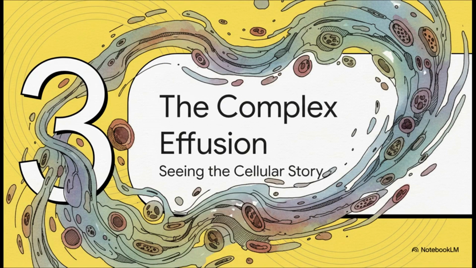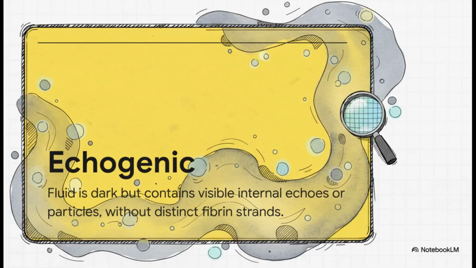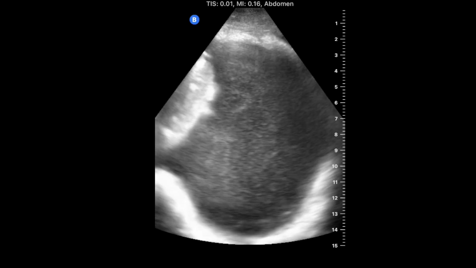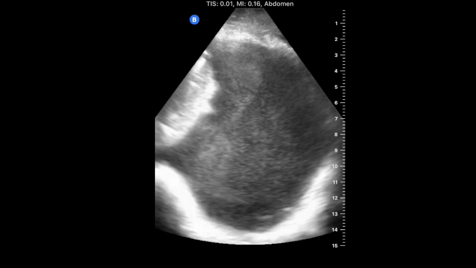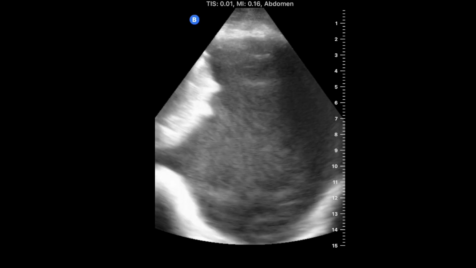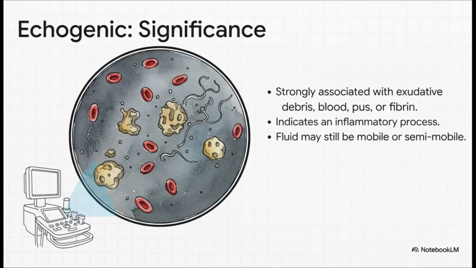All right, now let's level up in complexity to the echogenic effusion. And I love this subtitle. You are literally seeing the cellular story unfold on your screen. So what do we mean by echogenic? The fluid is still mostly dark, hypoechoic, but it's not pure black anymore. It's now filled with these visible little specks, these internal echoes. The key thing that separates this from our next category is that you don't see those thick, bright, linear strands of fibrin just yet. It's clinically important stuff.